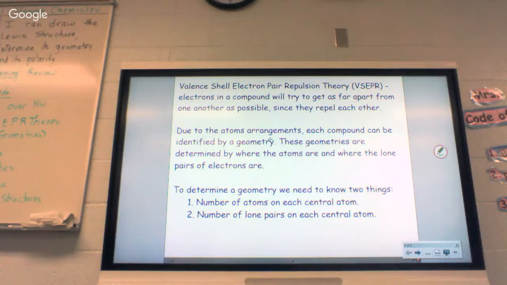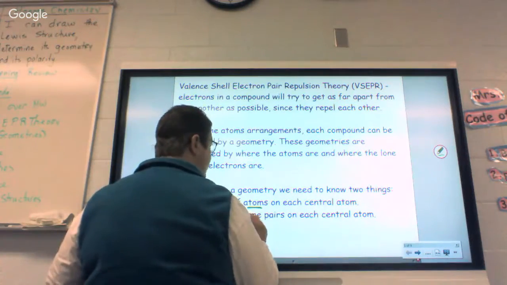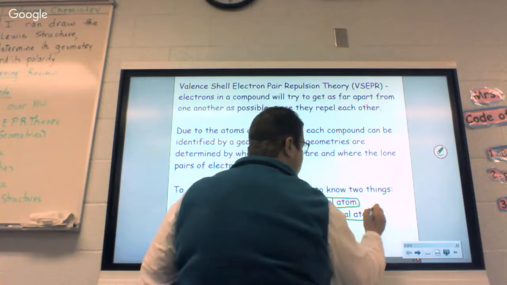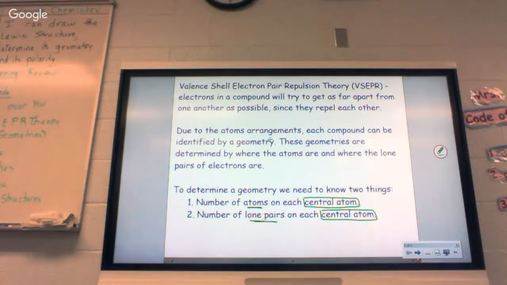Okay, so you need to know two things. So the number of atoms, and you have to know the number of lone pairs. Now, notice what I have written right here. This is the key. It's not just the number of atoms and lone pairs. They have to be where? On the central atom. So you're not counting all lone pairs everywhere. You're counting them on the central atom. Okay? That's the important thing. Where are they in relation to the central atom?